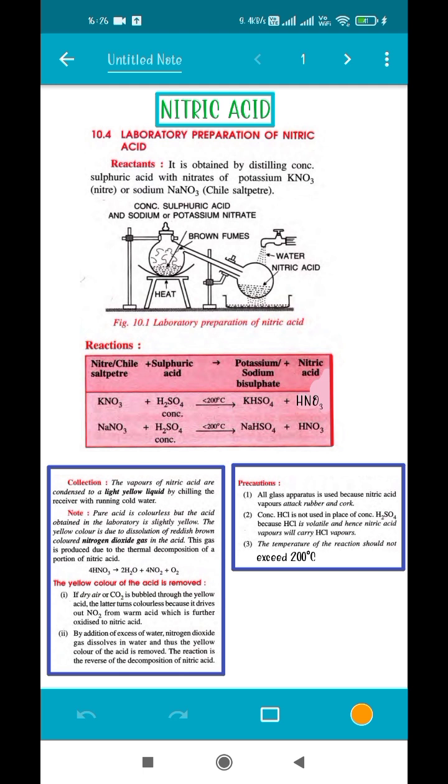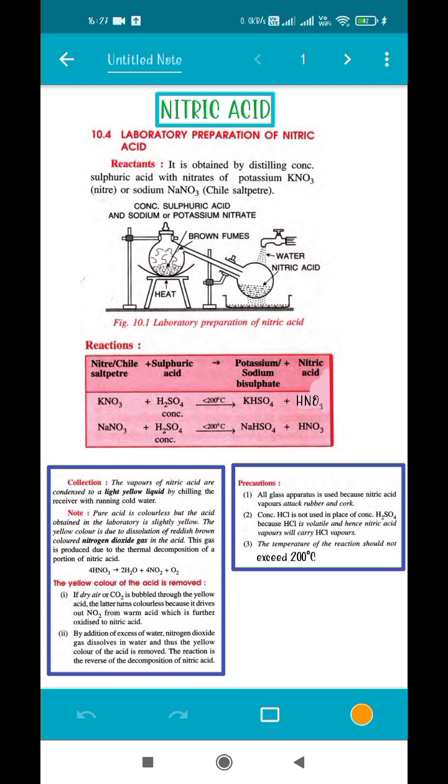It is upon us. So how it is collected, as you can see, in this case also we have a round bottom flask which is tilted a little bit, and from top a water tap has been placed so that the nitric acid can be cooled down. The vapors of nitric acid are condensed to a light yellow liquid by chilling the receiver with running cold water. So this is the necessity of the tap. The nitric acid which is formed is in the form of vapor that has to be converted into the liquid form by cooling it.